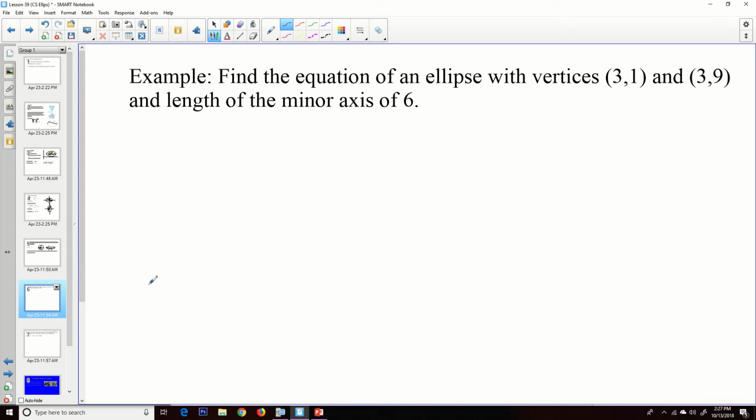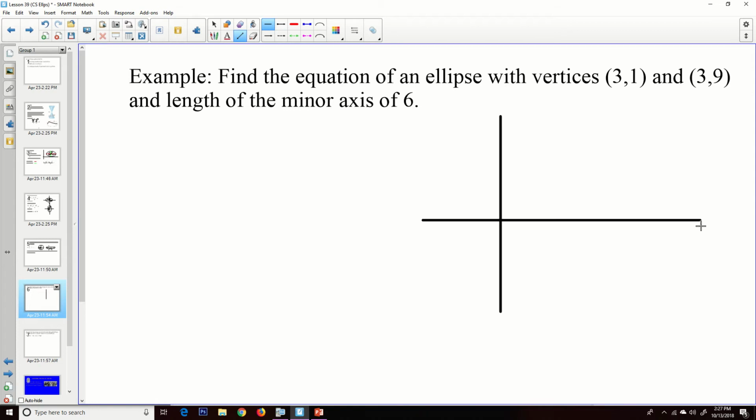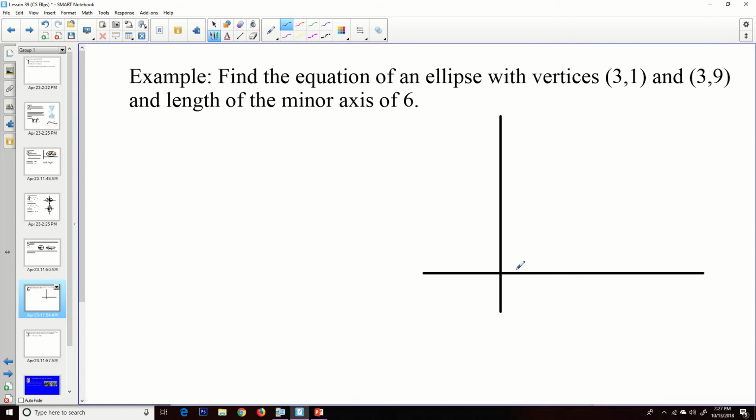So two quick examples here. It says find the equation of the ellipse with vertices at (3, 1) and (3, 9), and the length of the minor axis of 6. Okay, so we can do that. Let's plot those points. Let's make some values: 1, 2, 3, we'll go 3 there, 4, 5, 6 along the x-axis, and 1, 2, 3, 4, 5, 6, 7, 8, 9 on the y-axis. So (3, 1) would be right there, and then (3, 9) would be right there.